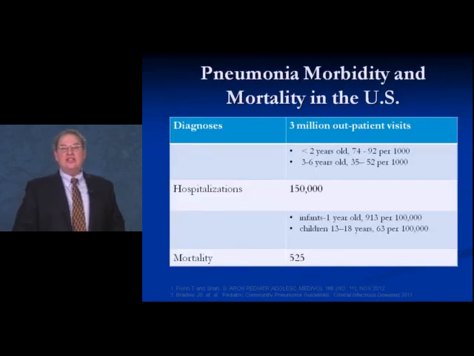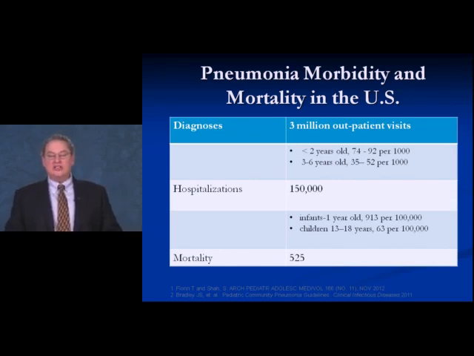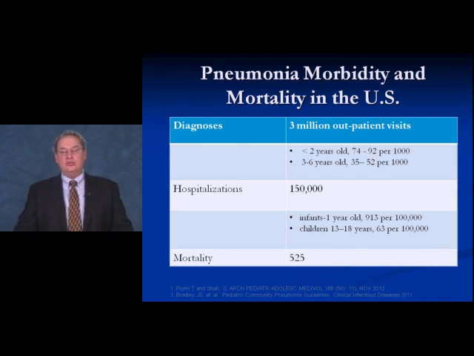And again, looking at the numbers in the United States in terms of diagnoses, there are about 3 million outpatient visits for children. More of these visits are for younger children, less than 2 years of age, versus the 3 to 6-year-olds. Hospitalizations are about 150,000 per year, and again age-dependent, where younger children are hospitalized more frequently than older children. And finally, mortality, although the number is small, is not insignificant at 525 deaths per year.